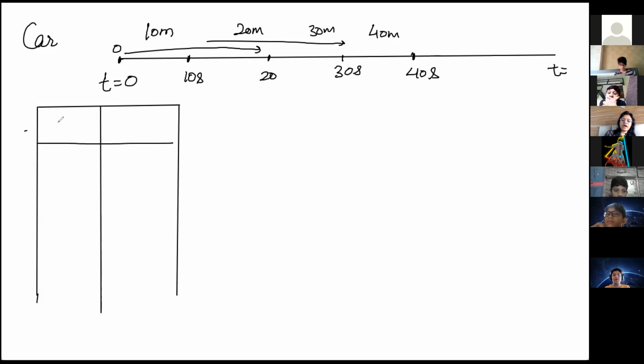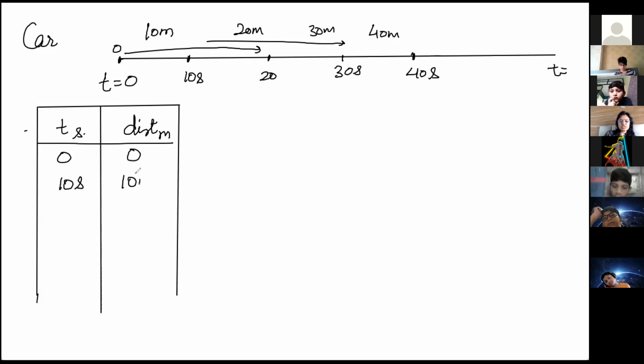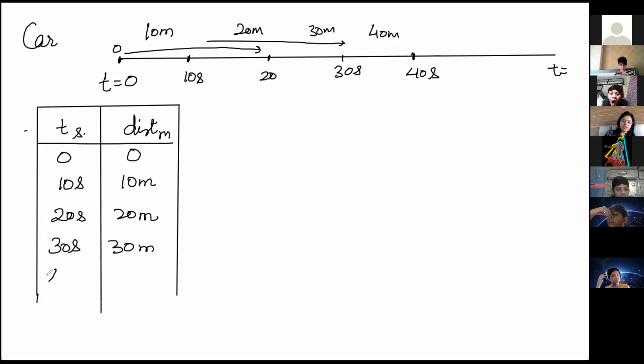So here we have time. When time is 0, distance covered is 0 meter. Distance is in meters and time is in seconds. When time is 10 seconds, you saw distance covered is 10 meter. When time is 20 seconds from the beginning, total distance covered is 20 meter. When time is 30 seconds, distance covered is 30 meter. When time is 40 seconds, distance covered is 40 meter. When time is 50 seconds, distance covered is 50 meter.